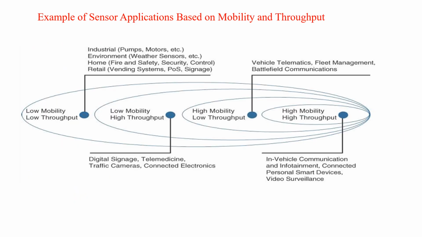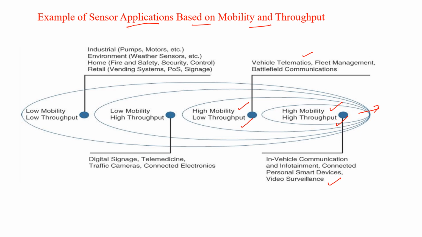So these are some of the examples of sensor applications based on mobility and throughput. Coming on to the first category, that is high mobility and high throughput. Some of the examples are in-vehicle communication and infotainment, connected personal smart devices and video surveillance. High mobility and low throughput: vehicle telematics, fleet management, battlefield communications are the examples.